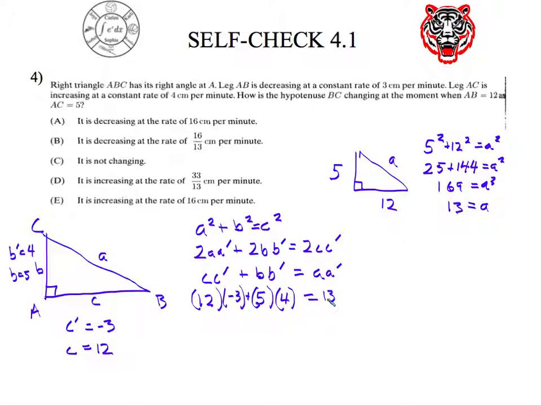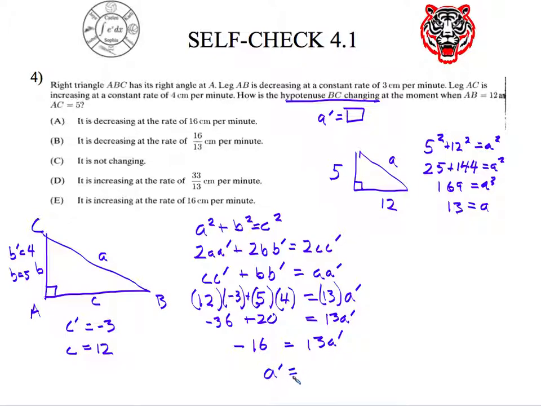So I have 13 plugging in here, and there's the A prime that I'm looking for. Remember, I guess I should have said in this equation, how fast is this changing means A prime is what we're looking for from the question. So there's A prime. Let's go ahead and do some math. So this is negative 36 plus 20 is equal to 13 A prime. And that's going to be negative 16 is equal to 13 A prime. And therefore, A prime is equal to negative 16 over 13.